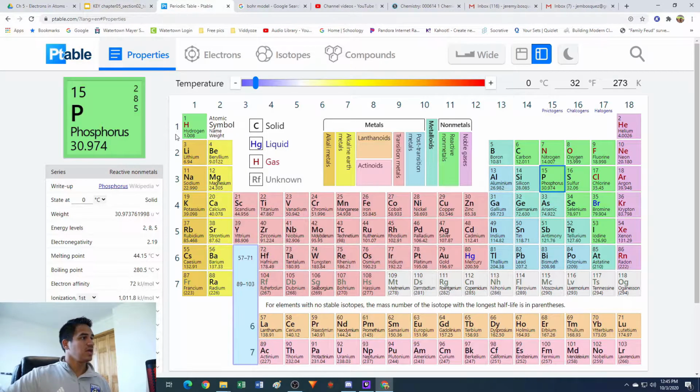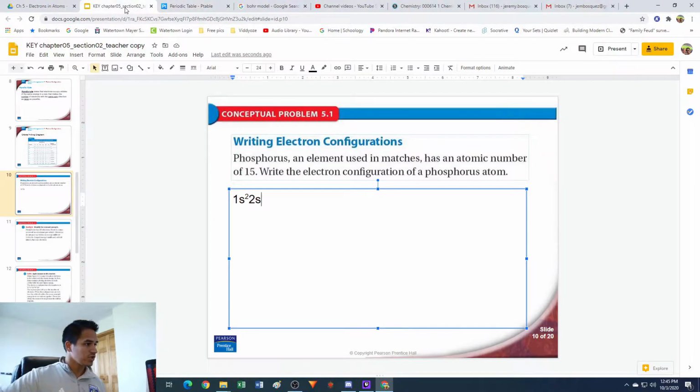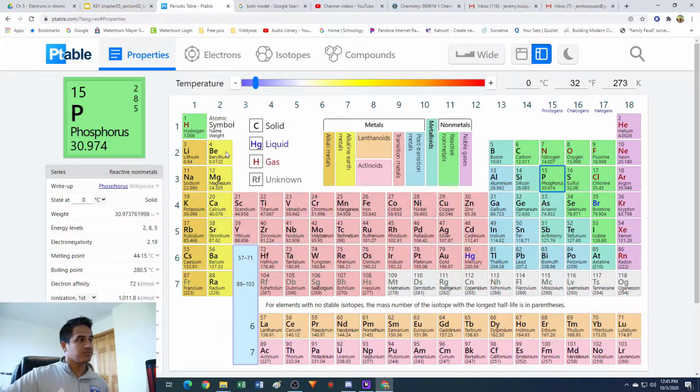Okay, we're in 2s, and we're at lithium. So this is 2s1, the first element in the S block. 2s2 is the second element in the S block, so we're going to write 2s2. At this point we're at beryllium, because 2s2. Then we jump across this gap, and now we're over here.